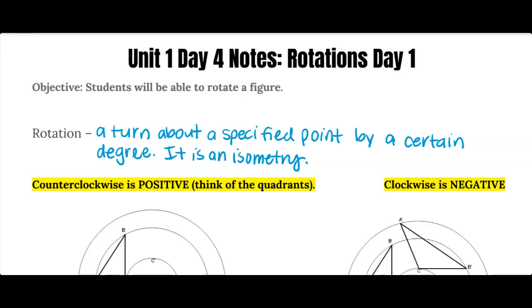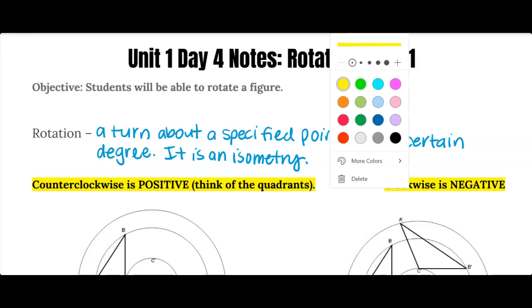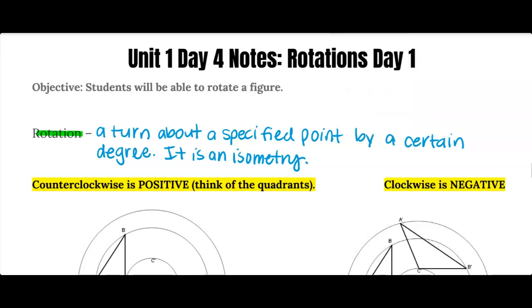So this is Unit 1, Day 4 notes on rotations, Day 1. Our objective will be that students will be able to rotate a figure. So all a rotation is a turn about a specified point by a certain degree.